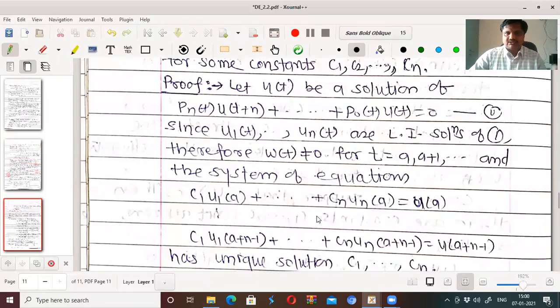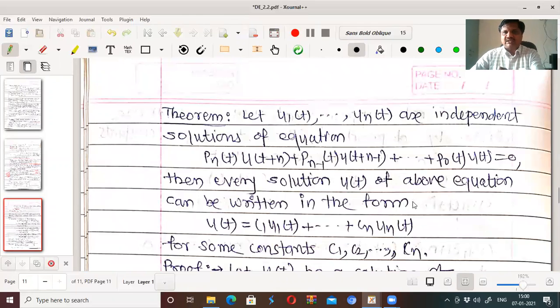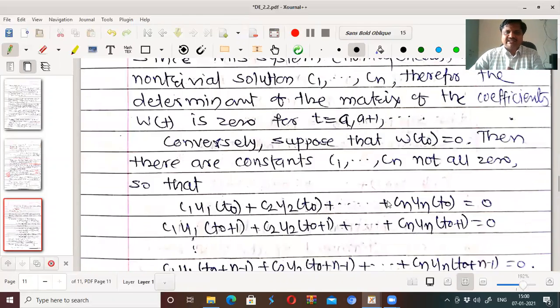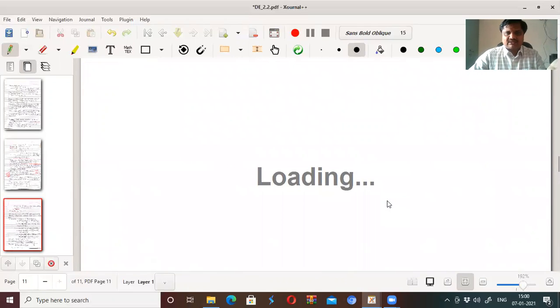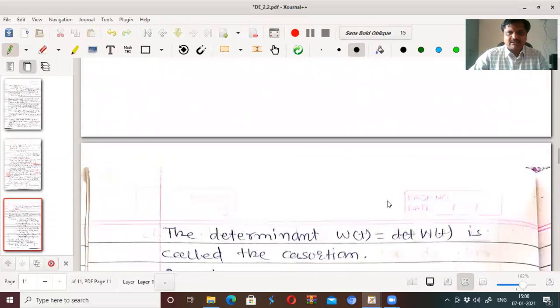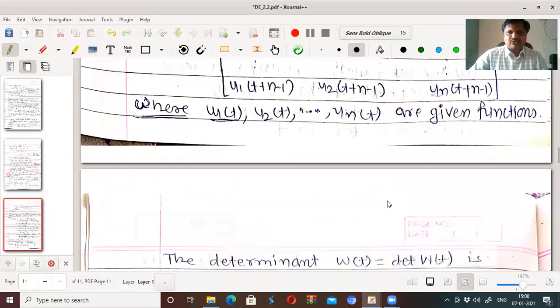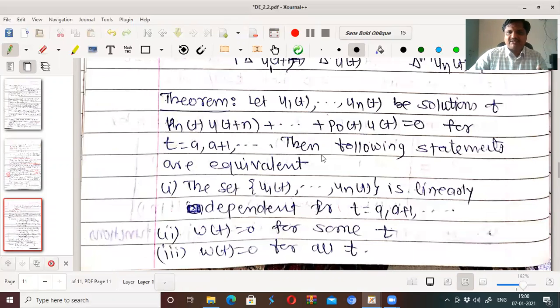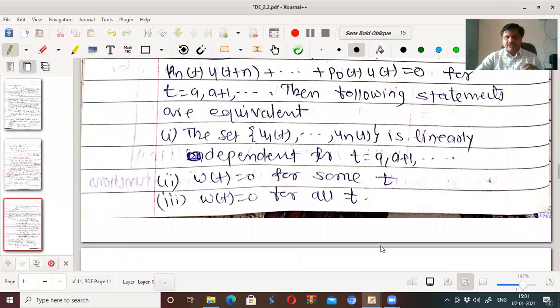First one is this one result. If u1 up to un are n solutions, then the linear combination is also a solution. And the previous one, what was that? The solutions are linearly independent if and only if their Casoratian is not equal to 0, or the solutions are linearly dependent if and only if their Casoratian is equal to 0 for all values of t.